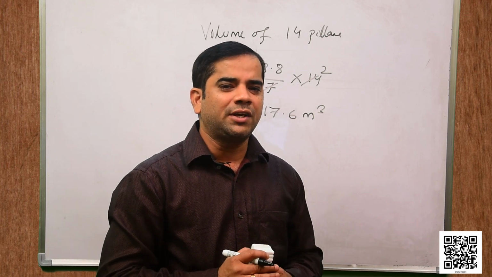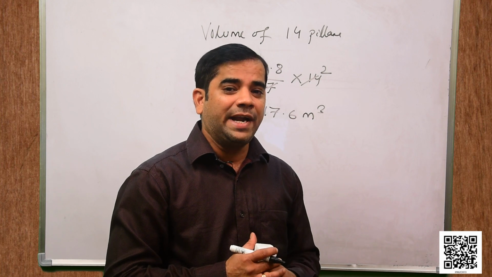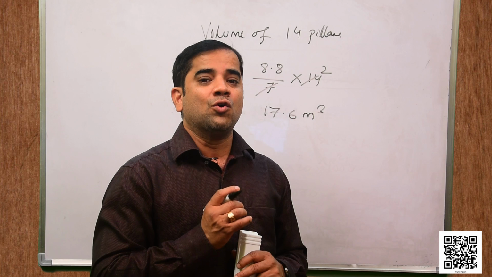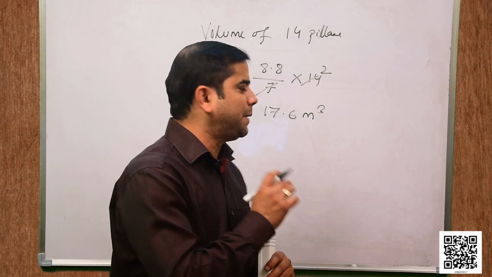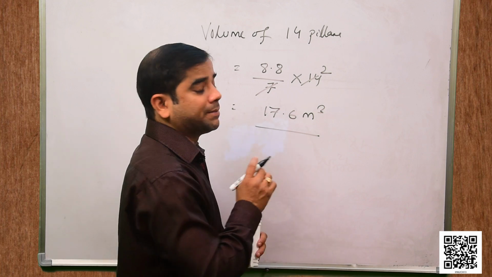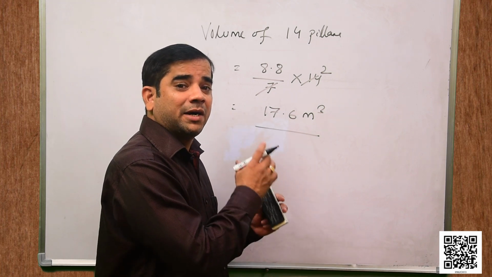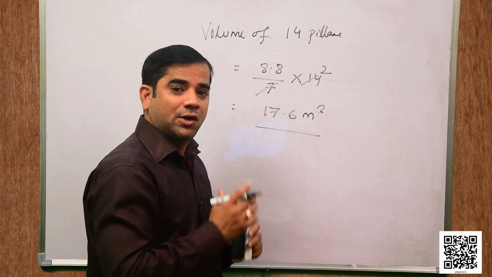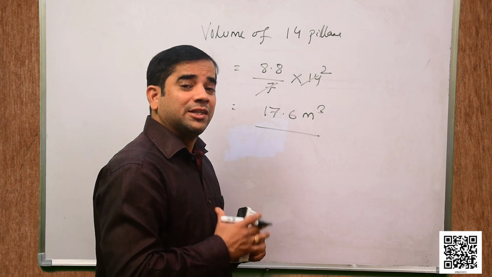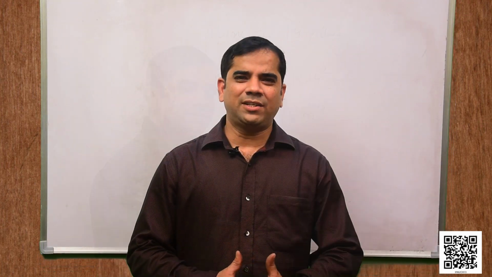So what was the question and what we were needed to find? The question says how much concrete mixture would be required to build 14 such pillars. Because the volume of 14 pillars is 17.6 meter cube, that means this much concrete mixture would be required to build 14 such pillars. Okay. Hope you understood the example, students.